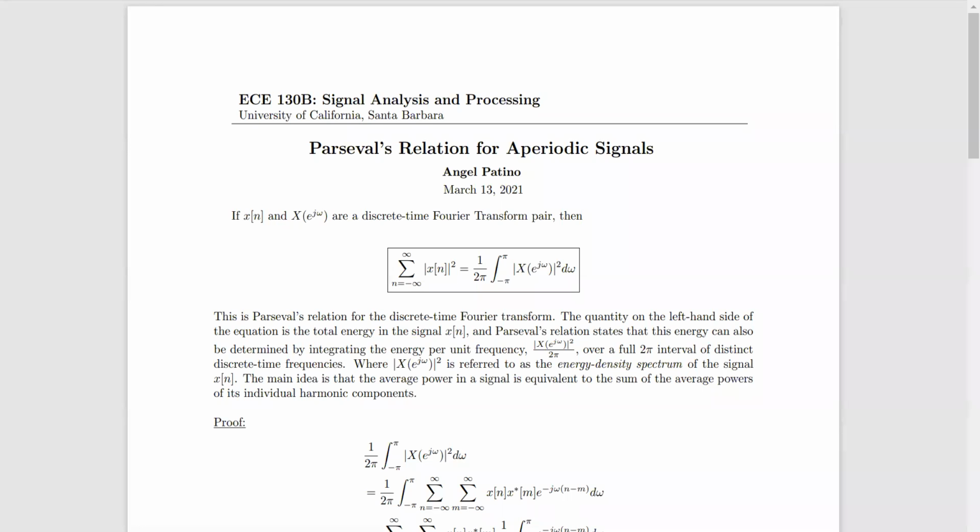Hi, my name is Angel Patino, and today we're going to be talking about Parseval's relation for aperiodic signals. If x of n and X of e to the j omega are a discrete time Fourier transform pair, then we have this equation. This is Parseval's relation for the discrete time Fourier transform.